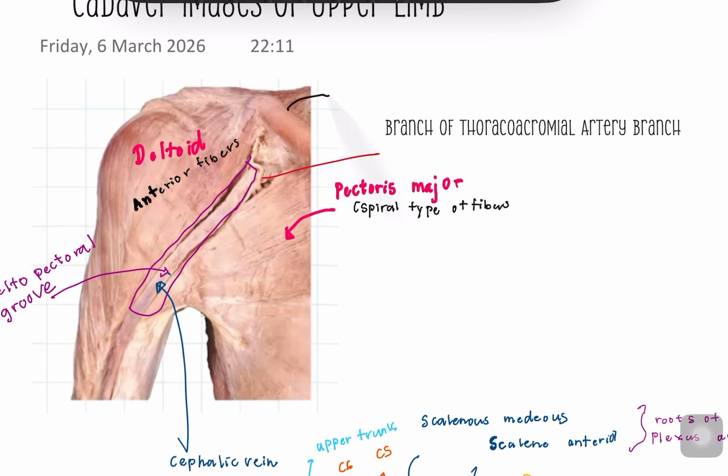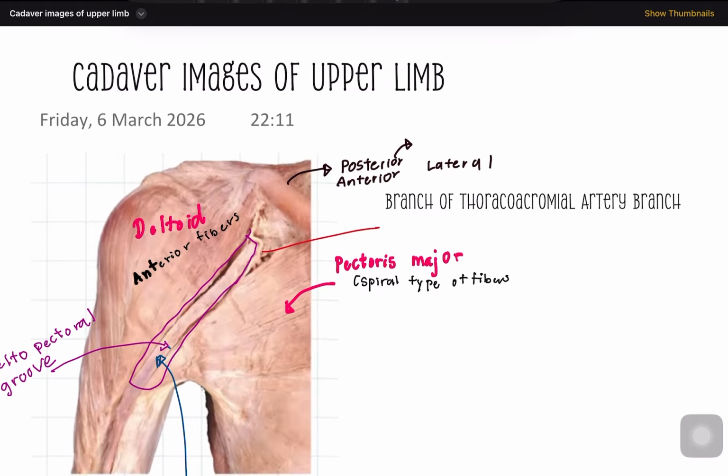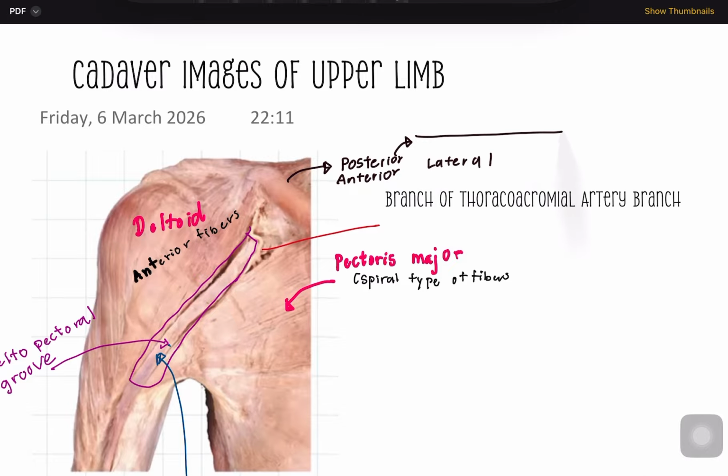Deltoid, it has posterior fibers and anterior fibers and lateral fibers. Posterior fibers, they insert into the spine of the scapula, the lower lip, because we know the trapezius inserts into the upper lip.